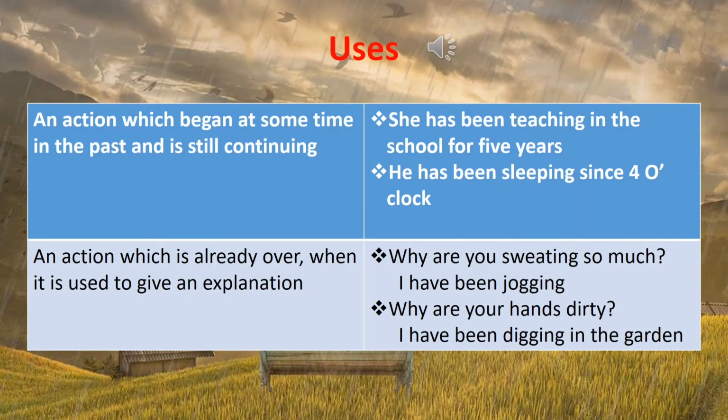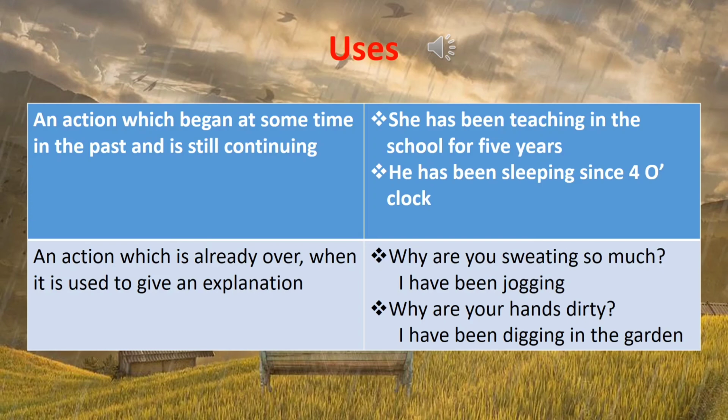And the situations where we have to use present perfect continuous tense are: first, an action which began at some time in the past and is still continuing, just like we have seen from the timeline. For example, she has been teaching in the school for 5 years, or he has been sleeping since 4 o'clock. So here the action started in the past and is still continuing.